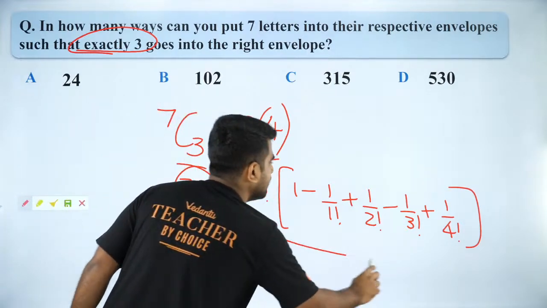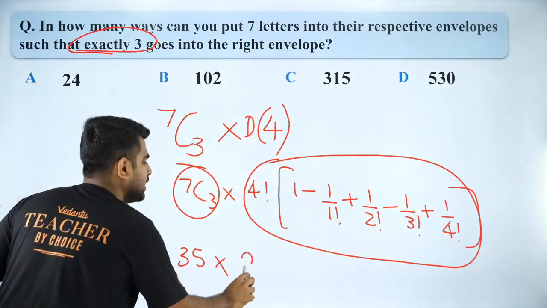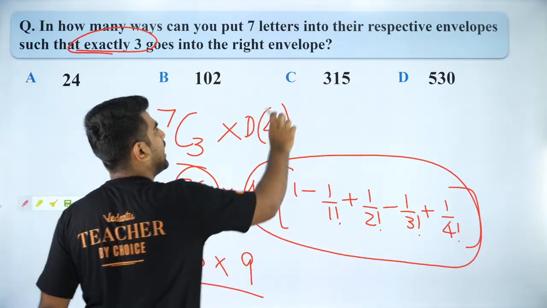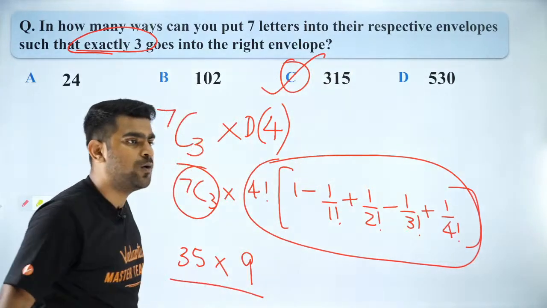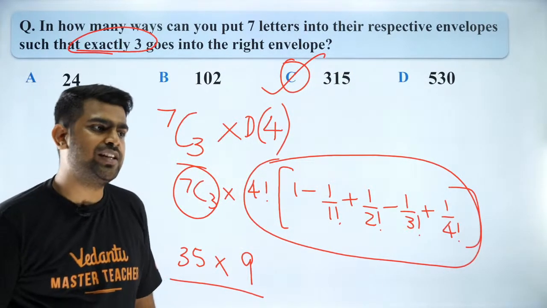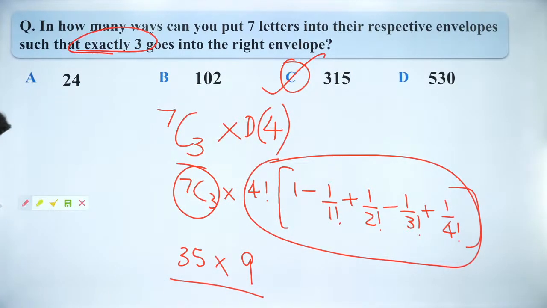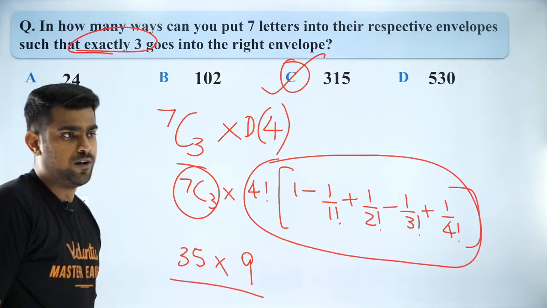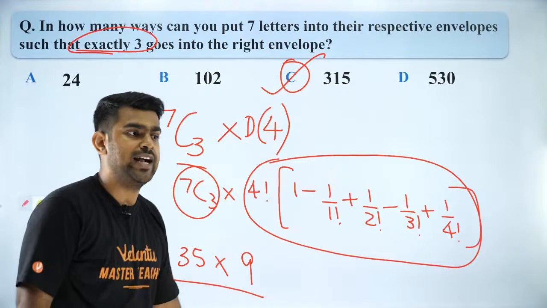And what is the derangement of 4 objects? That is 9. So 35 into 9 is 315. That is the way to do it. Are you guys clear? Did you guys like it? Everybody? This is the way you have to solve. This is what you guys have to be good at.